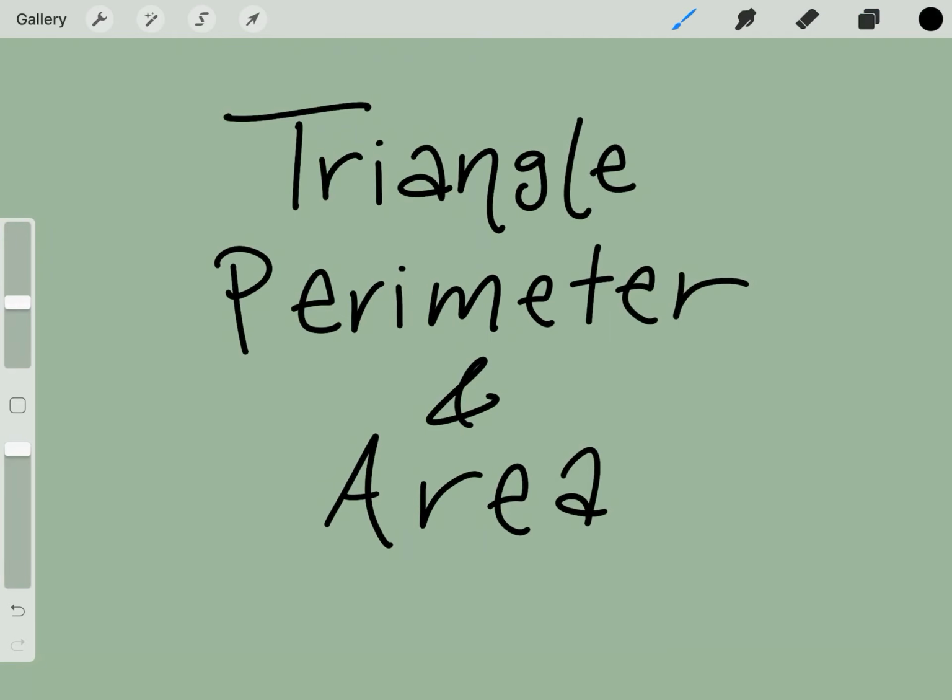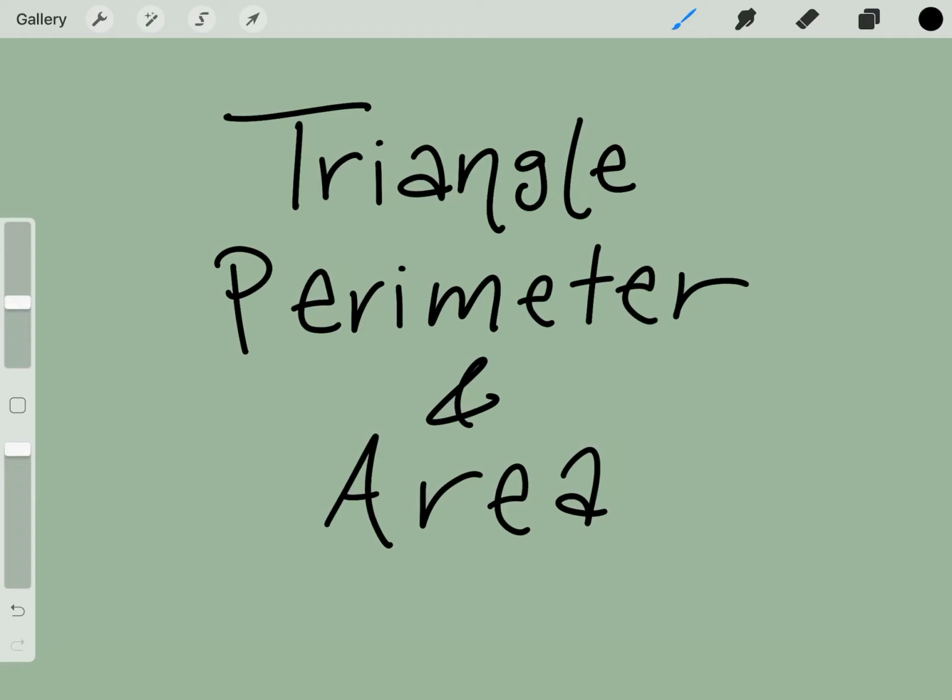Like I said, today we're going to be dealing with perimeter and area. These are not new. Can you just share with me what you remember about finding the perimeter of a triangle? And what do you remember? There's a formula for finding the area of a triangle. What is that formula?